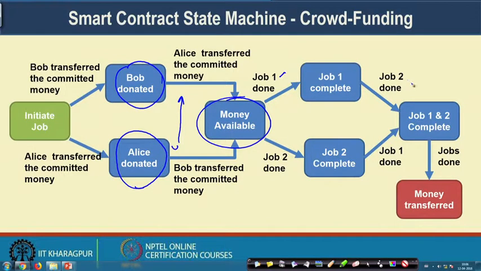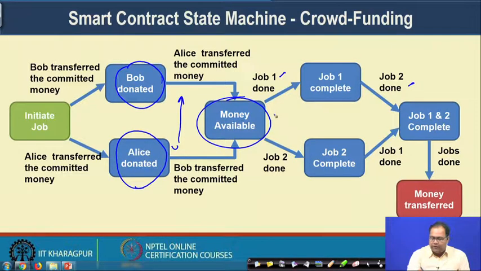So, it may happen that job 1 is first completed and then job 2 is completed. Then you follow this path to make both job 1 and job 2 complete. Or it may happen that job 2 first gets finished, and after that job 1 gets finished. So, in this particular order you may again have both job 1 and job 2 complete.